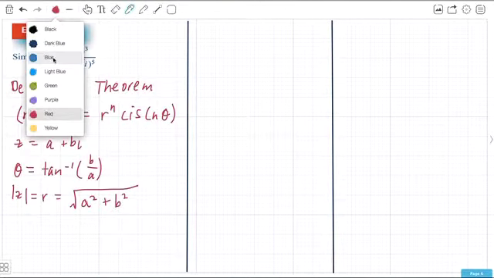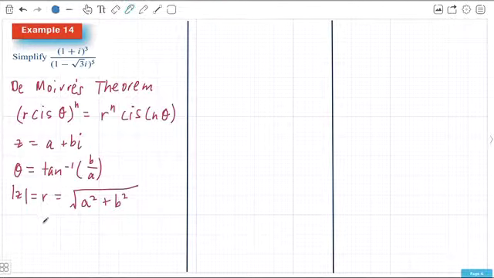So we have to work through this one now. We're going to look at the first complex number. We've got 1 plus i. What we need to do here is put everything in cis form first, so that we can work with it.